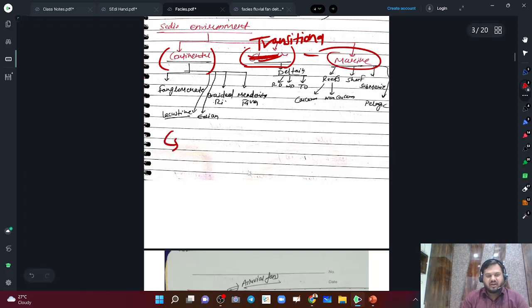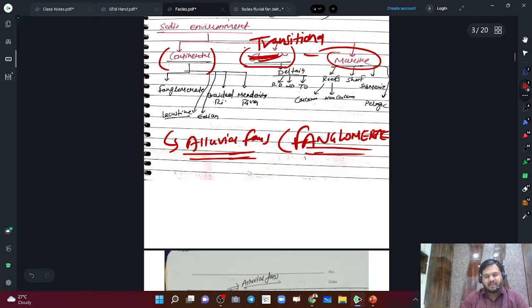So in continent, what all do we get? We get alluvial fans, right? The rock type which we get in alluvial fan is also known as fanglomerate, right? Conglomerate type, fanglomerate, right? That is one thing. Then we get river channel deposits. River channels में मिलते हैं.